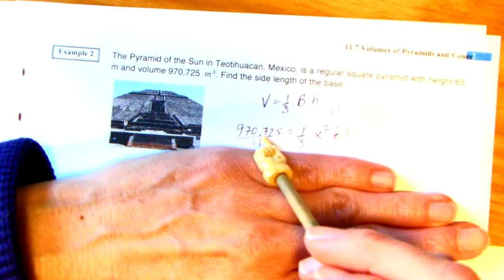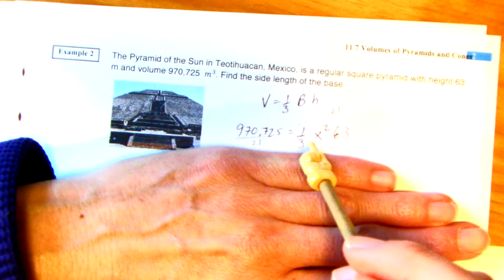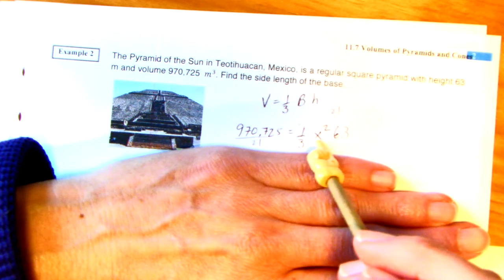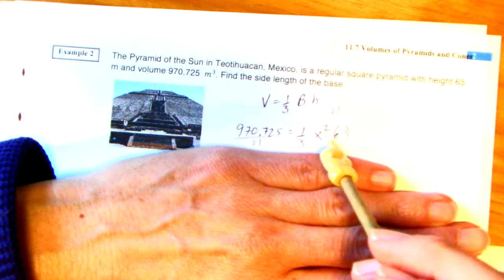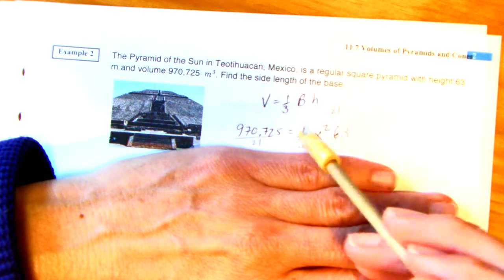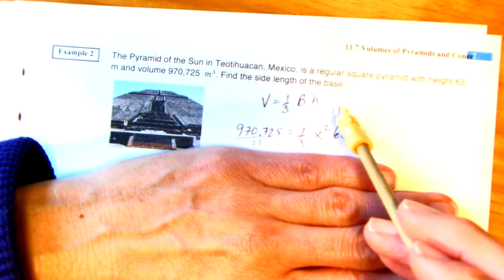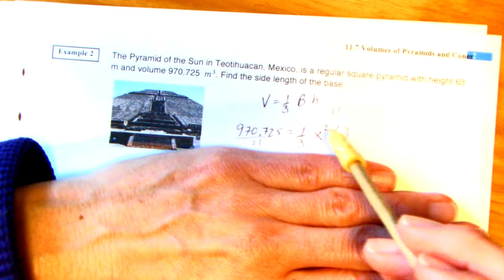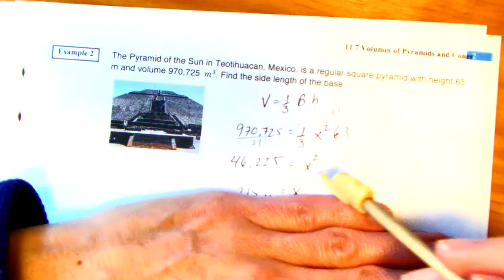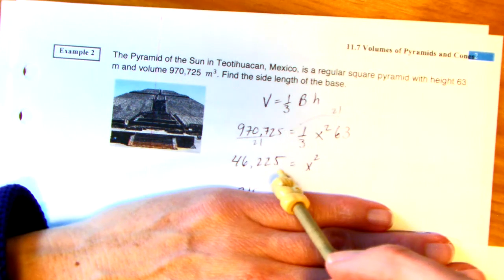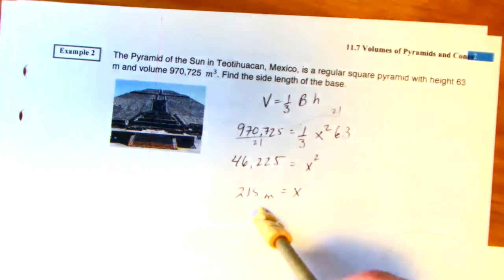So I have the volume, I substituted in 1/3. Now big B, the area of the base, it's a square. So x squared times 63. Now you see this 21 here because 1/3 of 63 is 21. I'm going to divide both sides by 21. You'll get x squared by itself. It's coming out really nice. Then take the square root and look at that.